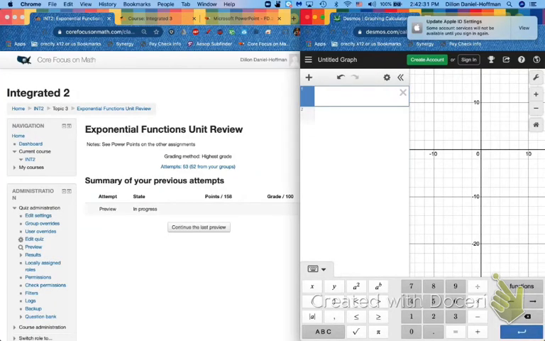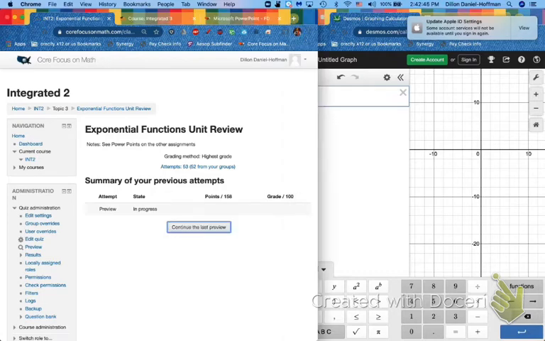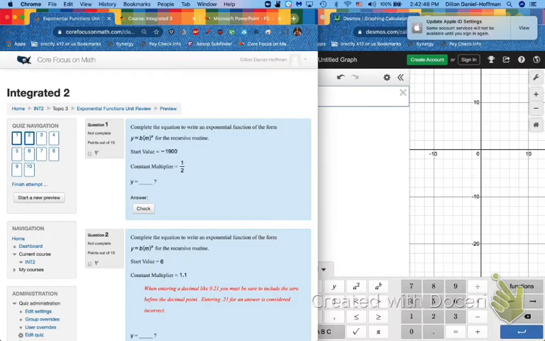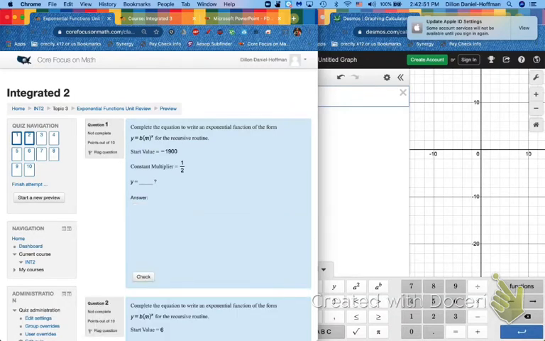Exponential Functions Unit Review. We've come to the place now where we are done learning new things. It's a review of all we've done. Here we go. We're opening it now. I'm going to miss you, Matt Hoffman.